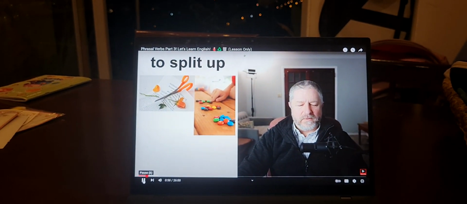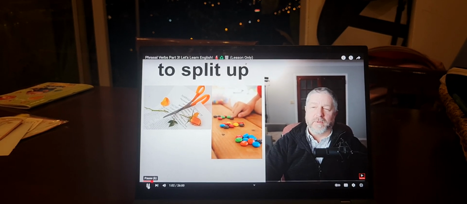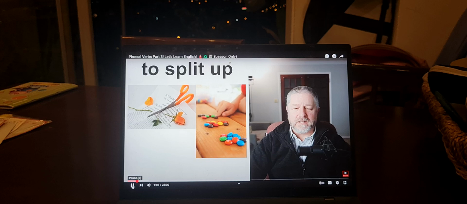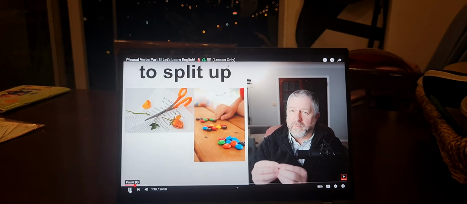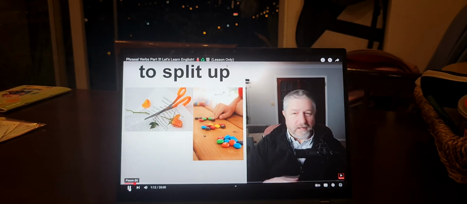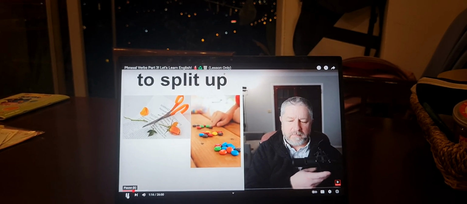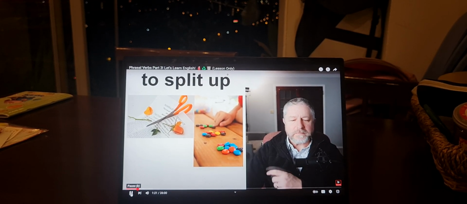To split up. So when you split something up, you look at the candies on the table. Sometimes my mom would buy a bag of candy and she would split up the candy, dividing it into little piles. There are 5 of us, by the way, I have 2 brothers and 2 sisters, and my mom would split up the candies so we all got the same amount.